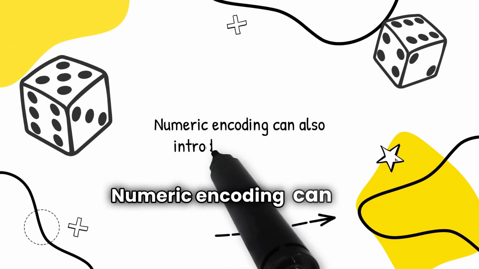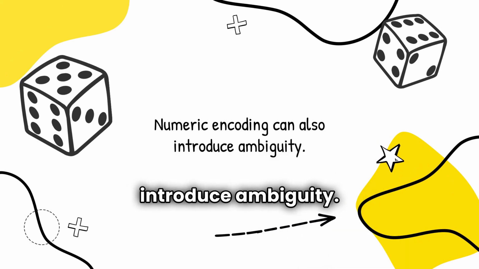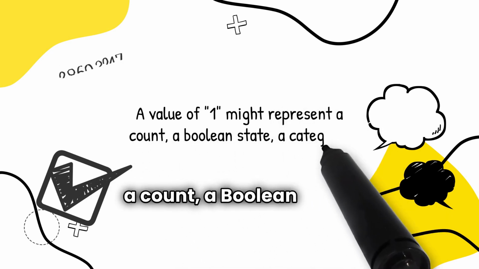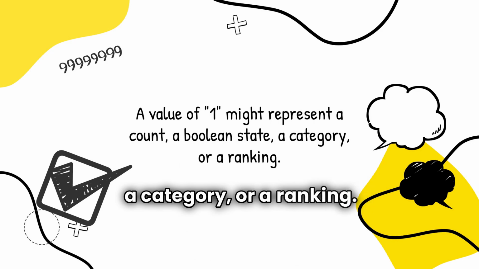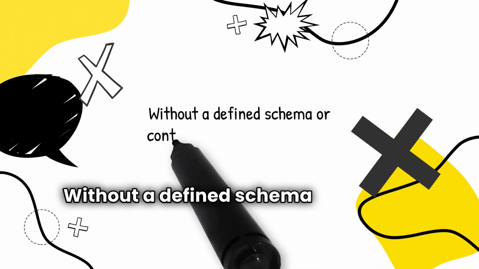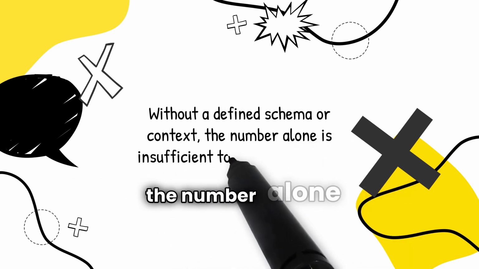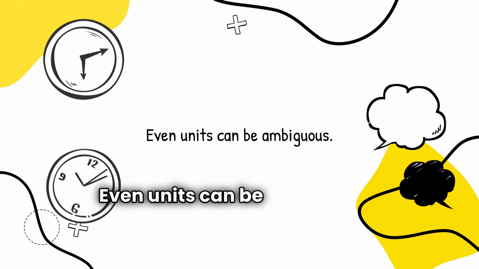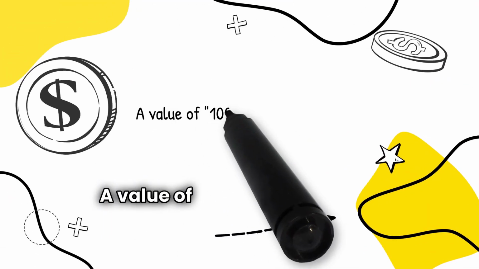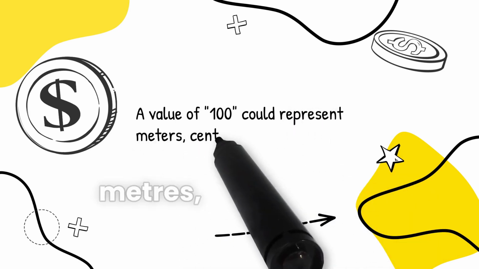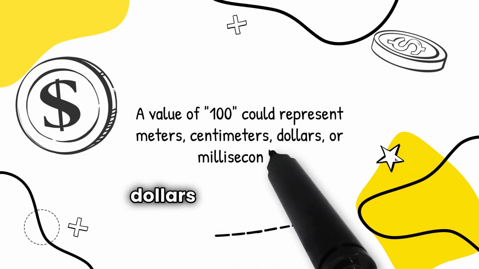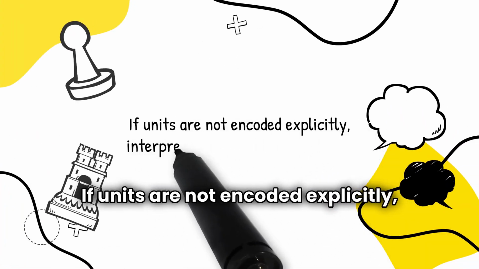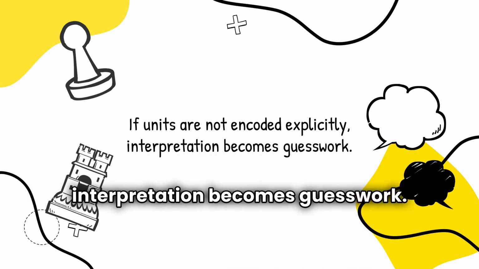Numeric encoding can also introduce ambiguity. A value of 1 might represent a count, a Boolean state, a category, or a ranking. Without a defined schema or context, the number alone is insufficient to convey meaning. Even units can be ambiguous. A value of 100 could represent meters, centimeters, dollars, or milliseconds. If units are not encoded explicitly, interpretation becomes guesswork.